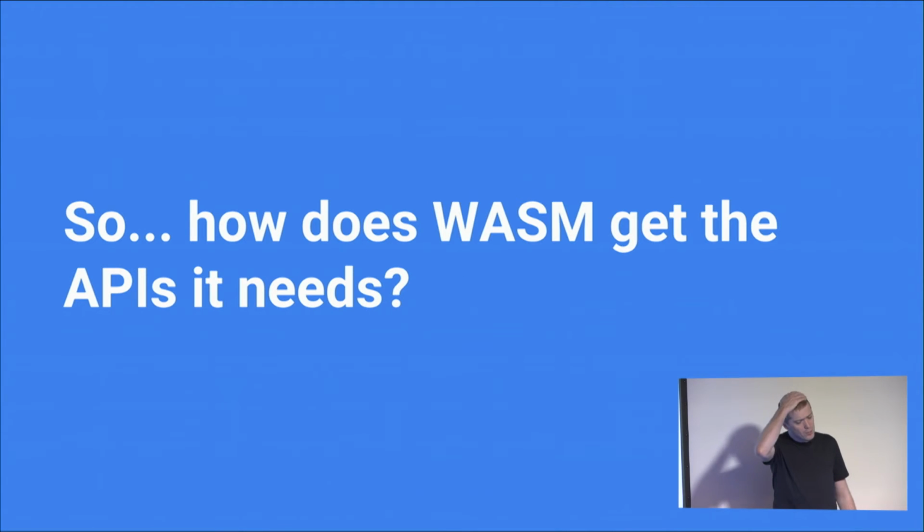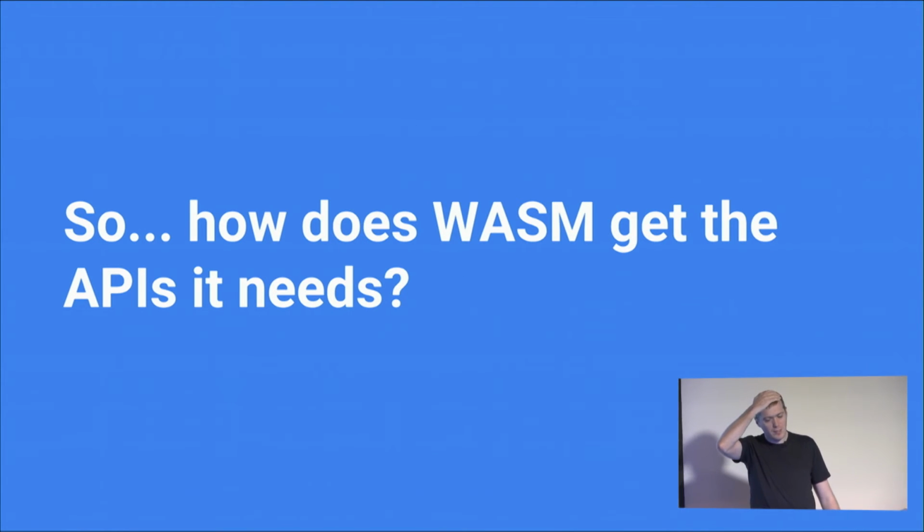Which leads to the question, which I don't think we've answered very well yet: how do we do this incrementally? How do we get high-performance web APIs for native code without having to do massive amounts of work? I'll throw that out and see if anyone has any answers after this.